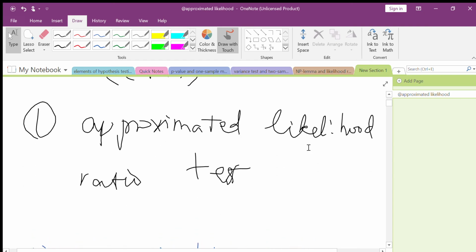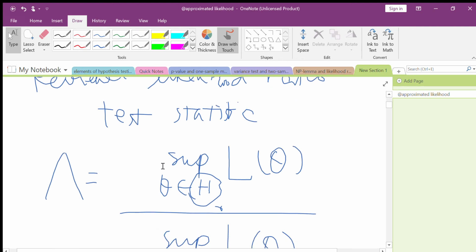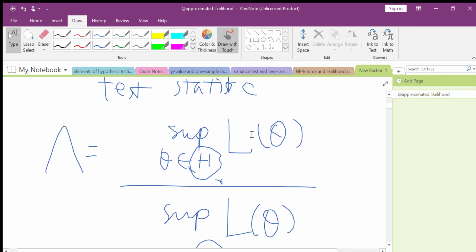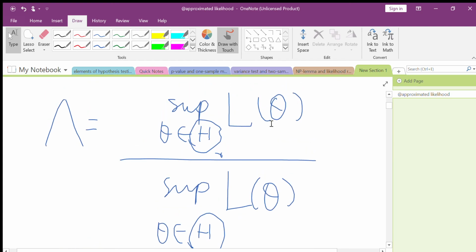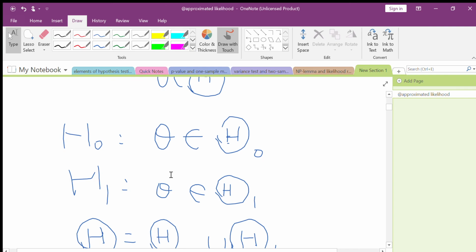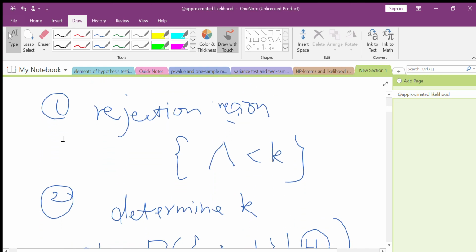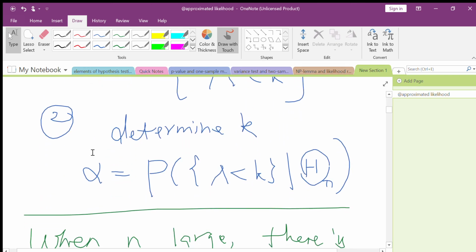For the approximated likelihood ratio test, we first review what the likelihood ratio test statistic is. The likelihood ratio test statistic is capital Lambda, the likelihood ratio. You have to maximize the likelihood function with respect to the null parameter space and maximize the likelihood function with respect to the global parameter space. So you first need to rewrite the hypothesis in the perspective of parameter space. You write it this way, then you get the rejection region in this way, and determine K by this formula.